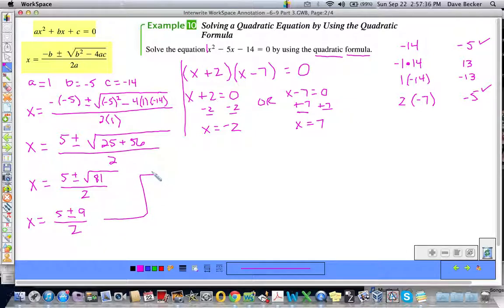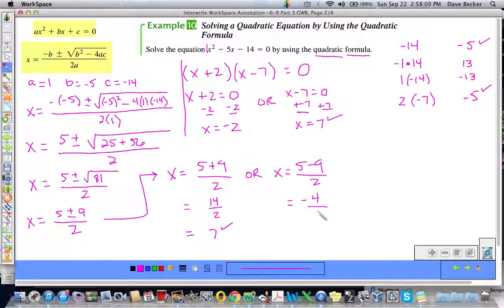And we'll move up here. And so this is where we get our two solutions, because x equals 5 plus 9 over 2, or x equals 5 minus 9 over 2. And so this would turn into 14 over 2, which is equal to 7. Pow! Same thing we got here. And then this would be equal to 5 minus 9 is negative 4 over 2, which simplifies to negative 2. Kapow! We get that right here.